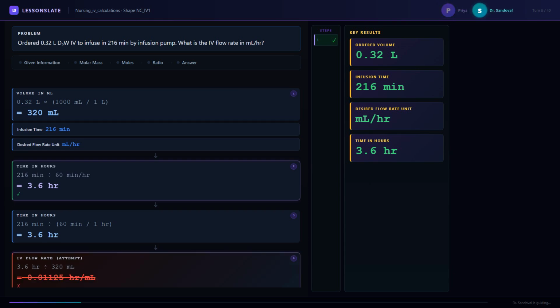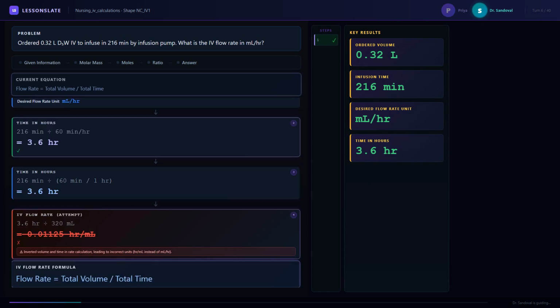You've got the correct values for volume and time, Priya, but let's re-examine the setup for calculating the flow rate. You're aiming for milliliters per hour, which means milliliters in the numerator and hours in the denominator. When you divide hours by milliliters, your resulting unit is hours per milliliter. Can you adjust your setup to make sure the units come out as milliliters per hour?